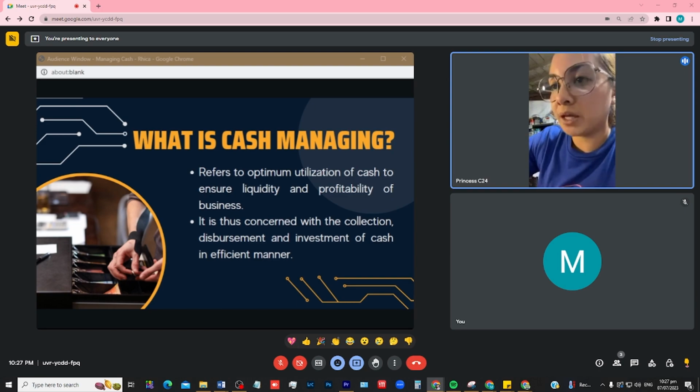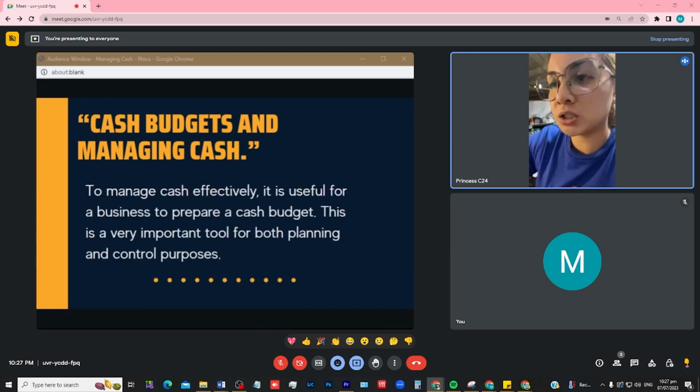Next, cash budgets and managing cash. To manage cash effectively, it is useful for a business to prepare a cash budget. This is a very important tool for both planning and control purposes. For examples of cash budgets: short-term cash budgets will look at items such as utility bills, rent, payroll, payments to suppliers, other operating expenses, and investments. Long-term cash budgets focus on quarterly and annual tax payments, capital expenditures, projects, and long-term investments. Those are examples of cash budgets.